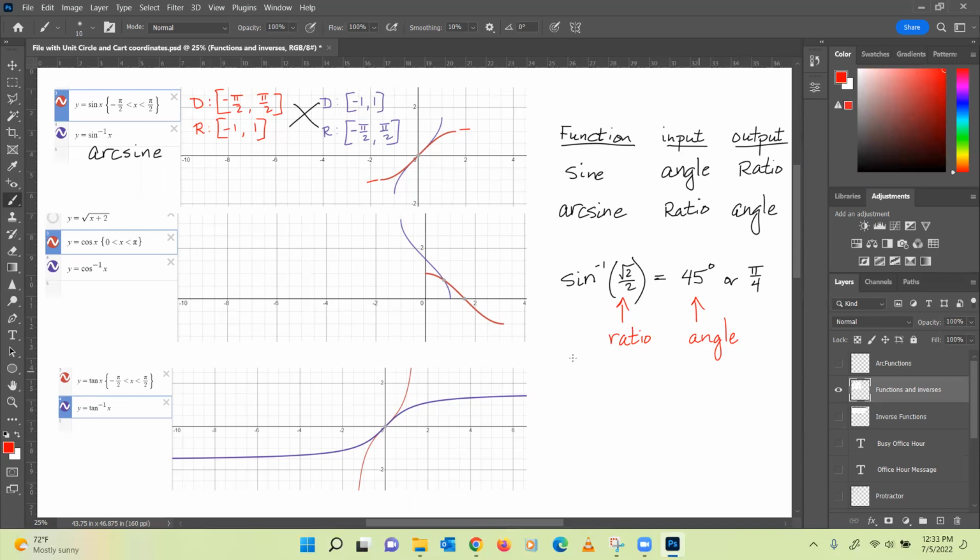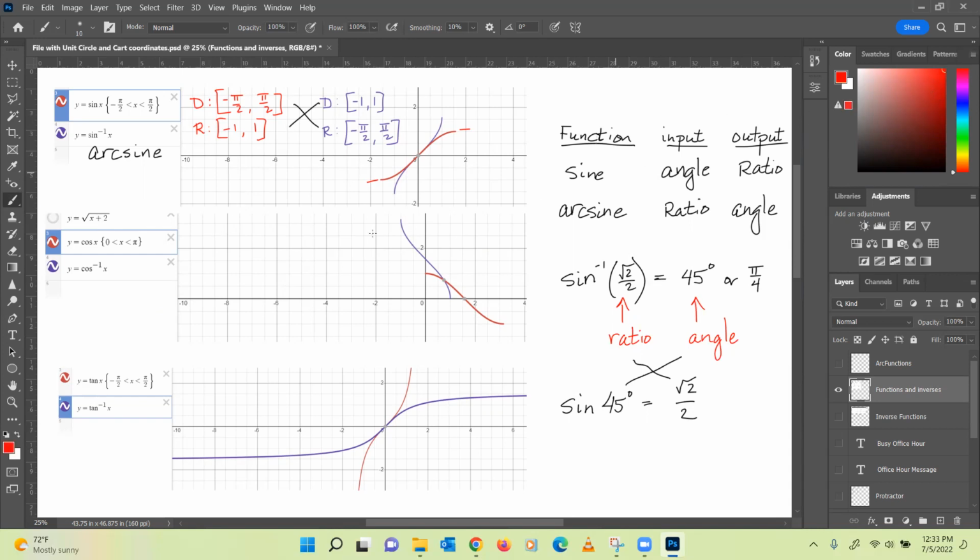Whereas if we're using sine, maybe I wanted the sine of 45 degrees, that would give me a result of √2/2. So you can see the input here is an angle, and the output is the ratio of sides. Keep that in mind. If I ask for the arcsine of √2/2, I don't want to see anything but an angle as an answer. If I ask for the sine of 45 degrees, I don't want to see anything other than a ratio of sides as the answer. And you should feel the same way.